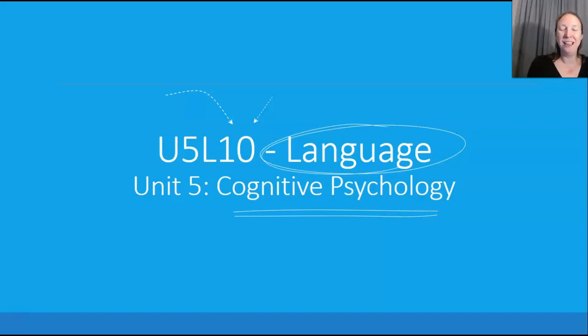We made it. We made it to the last lecture of Unit 5. Woo-wee! This is a big unit. This is Unit 5, Lecture 10. It is all about language. There is a good chance that I'm not going to spend a lot of time on this in class, so make sure you're listening and taking good notes, and that you bring any questions to me because I might not be bringing them to you.